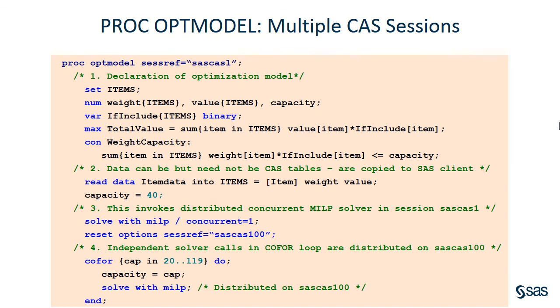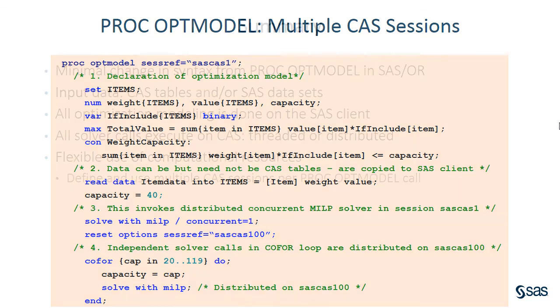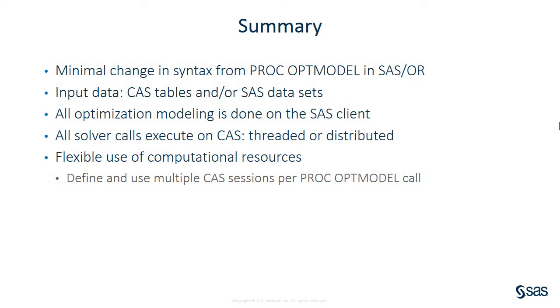You can change the current CAS session as many times as you need, using similar resets of the sesref equals option. As you use PROC OPTMODEL in SAS optimization, you'll see there is minimal change in syntax from SAS OR. In SAS optimization, PROC OPTMODEL accepts both SAS datasets and CAS tables as input. It builds problem instances on the SAS side, but the optimization solvers execute in a CAS session, which you specify using a PROC OPTMODEL option sesref equals. You can access multiple CAS sessions from a single PROC OPTMODEL call by resetting this option. This is an important feature, given the varying benefits of distributed computation as a function of the number of nodes.